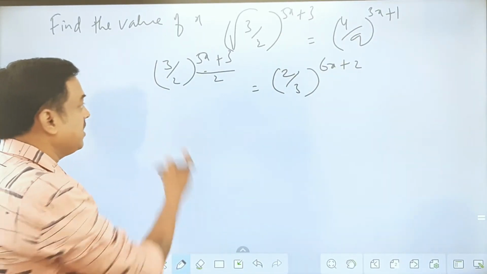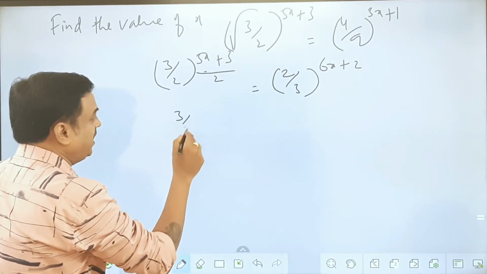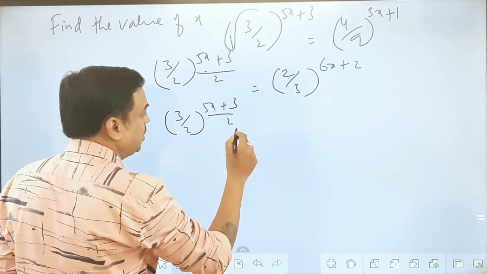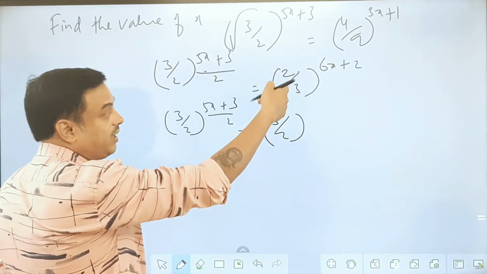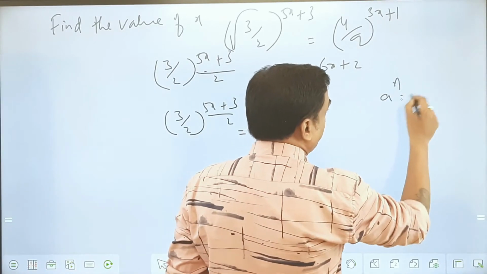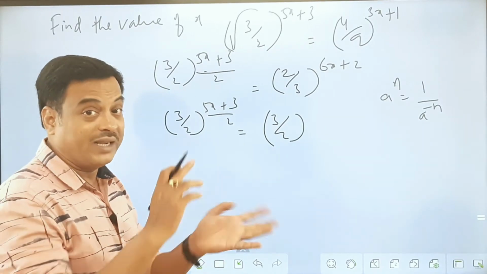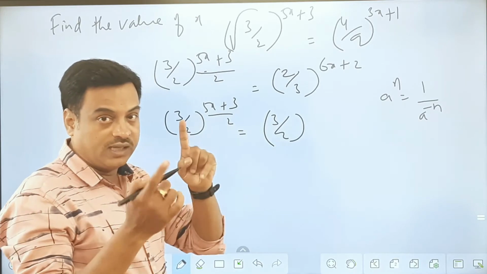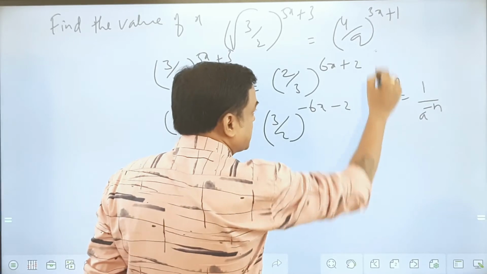Now you can see here we have 3 by 2, here we have 2 by 3. Both sides I'll try to make 3 by 2. I'm taking a reciprocal of this. When I take a reciprocal, remember a to the power of n is equal to 1 by a to the power of minus n. The sign of the power will change if you take a reciprocal. So instead of writing 2 by 3, I am writing 3 by 2, and the sign should change, so this is taken as minus 6x minus 2 in this case.